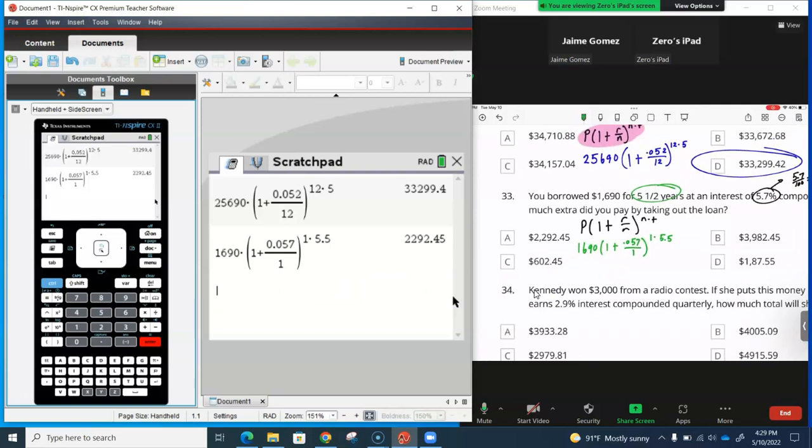Now you're tempted to choose A, right, because it's right there. But the question said, how much extra did you pay? Well, at the end of my loan, I ended up paying $2292.45, but I only took out $1690. So I paid an extra $602 in interest. That is the answer here. So be careful what it asks you. So that's the answer here, C, not A. Be careful.